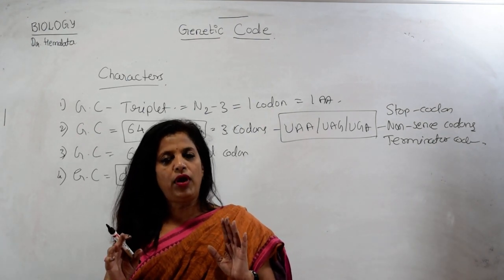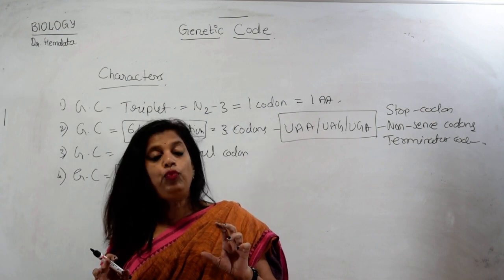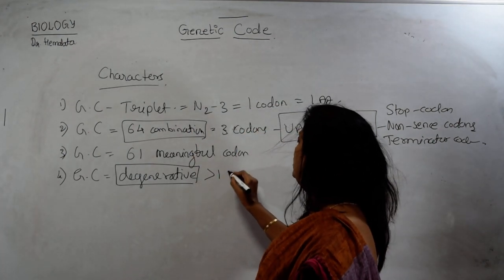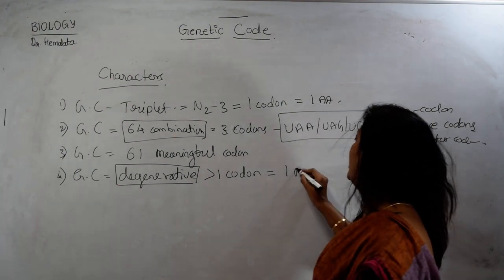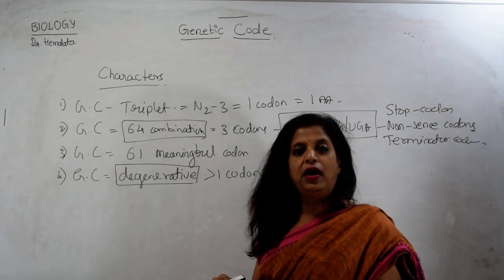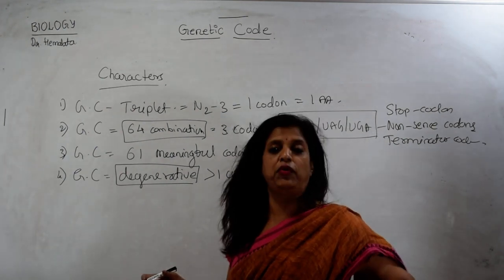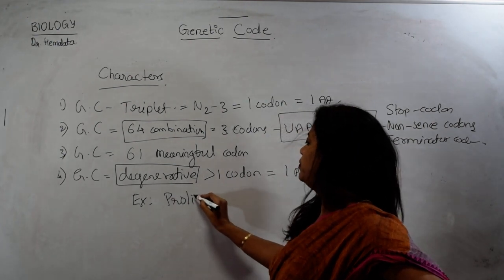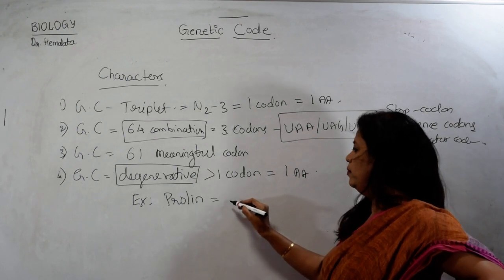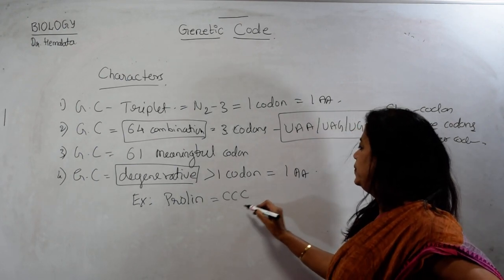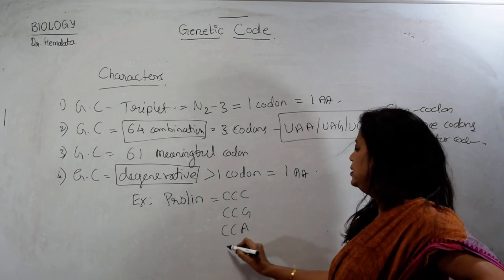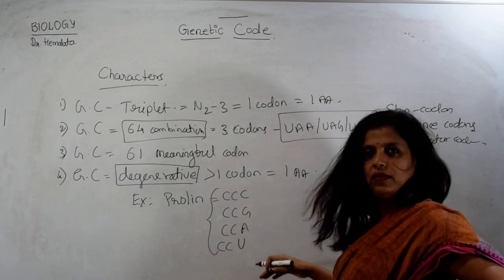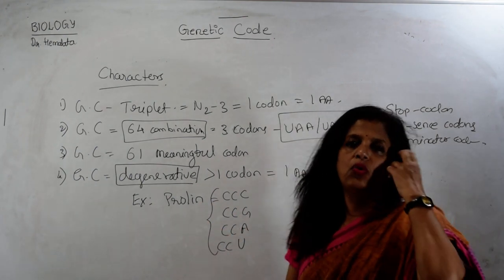When codons code for amino acids, many codons may code for one amino acid. That means more than one codon may code for a single amino acid. They are degenerative: many codons code for a single amino acid, for some of them. For example, the amino acid proline is coded by four codons: CCC, CCG, CCA and CCU. All of these code for only the amino acid proline. So many are coding for it.